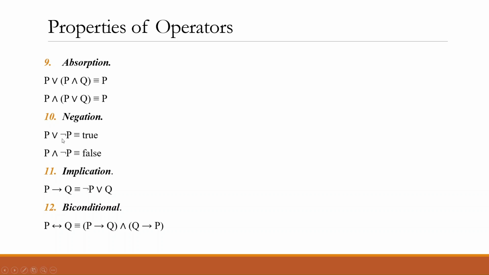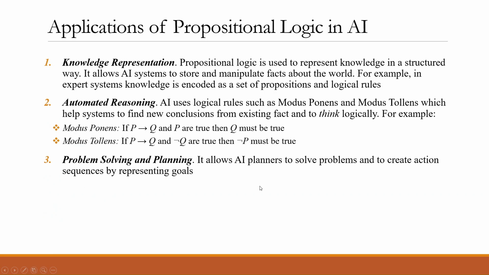Negation. P or not P is true because at least one of the propositions will be true. P and not P is false because at least one will be false. Implication. P implies Q is equivalent with not P or Q. And biconditional. P if and only if Q is equivalent with P implies Q and Q implies P.